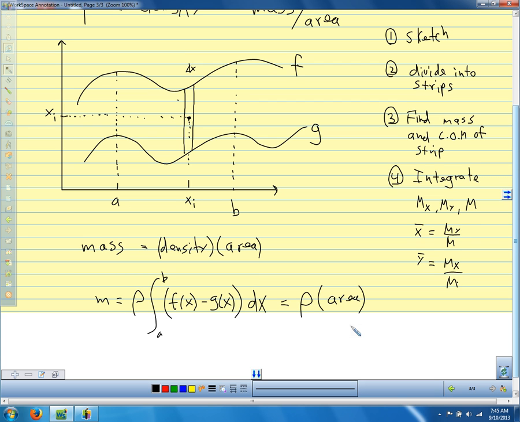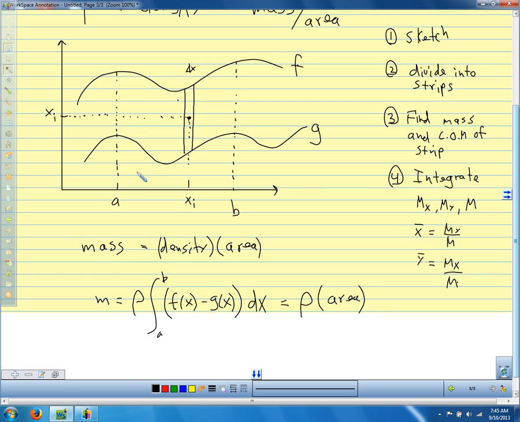The other one's not too hard. So we're going to find the moment about the x-axis and the moment about the y-axis. We're going to assume that we can look at the mass of this little rectangular strip as concentrated at the center. So because the density is uniform, we can write our integral as if the mass of that rectangle is concentrated at the center.